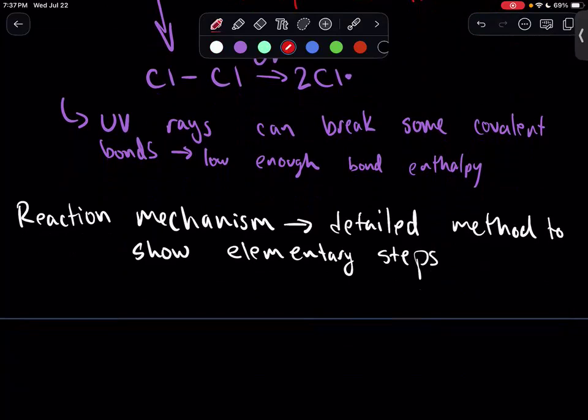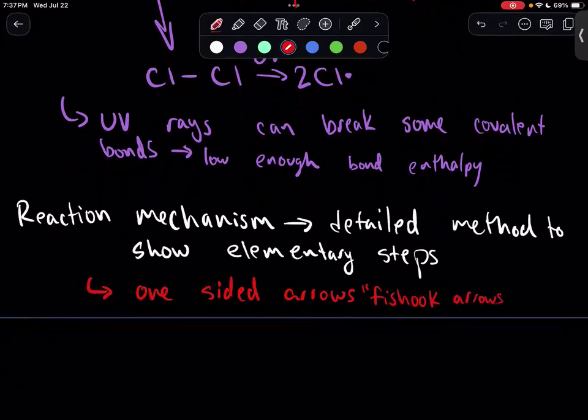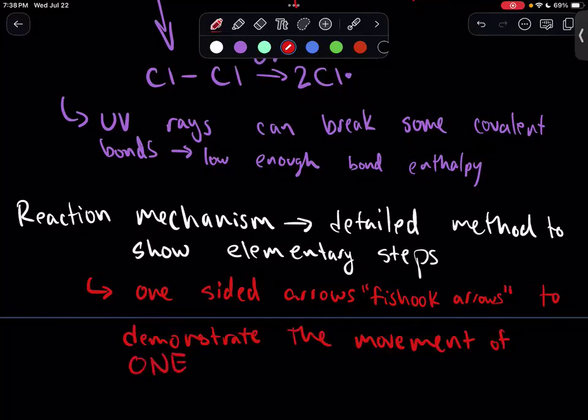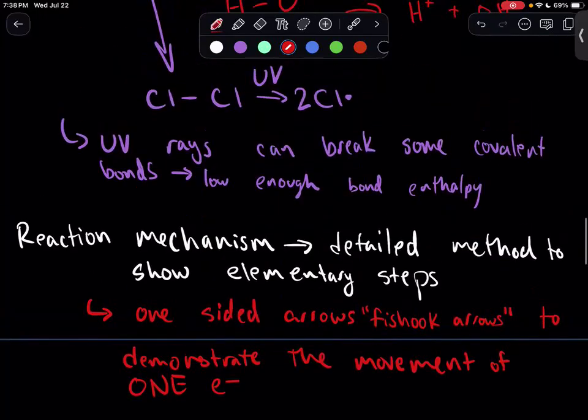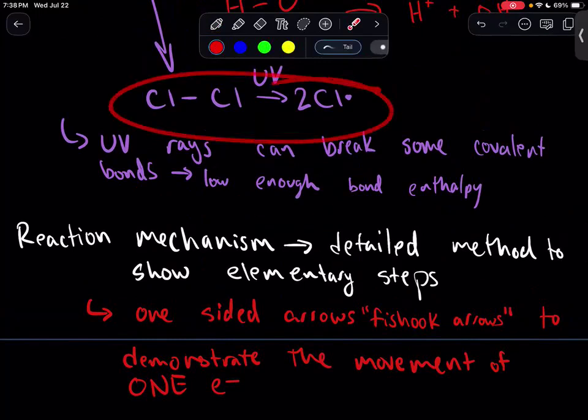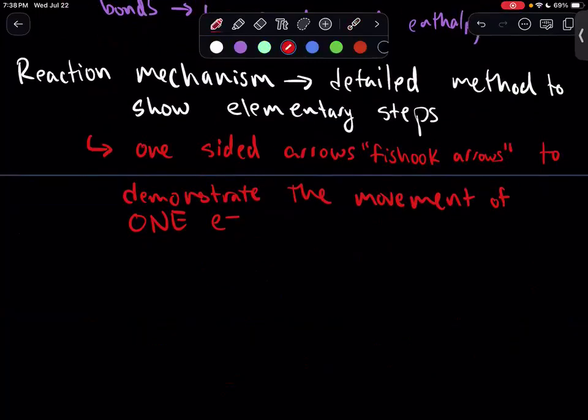Within a reaction mechanism, we are going to use one-sided arrows, sometimes called fishhook arrows, to demonstrate the movement of one electron. So let's go ahead and use the reaction mechanism to represent the homolytic fission that I drew above. So how do we actually do this with a reaction mechanism?